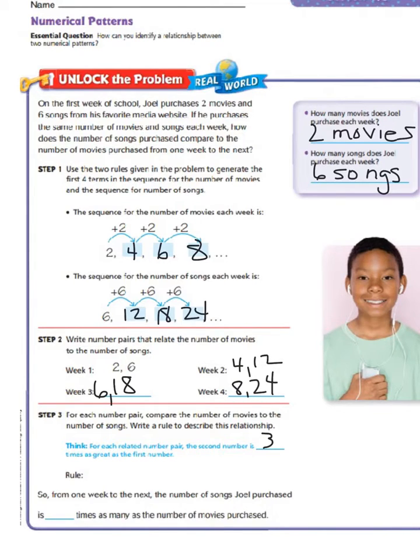So our rule then becomes to multiply by 3. So, from one week to the next, the number of songs Joel purchased is 3 times as many as the number of movies purchased.